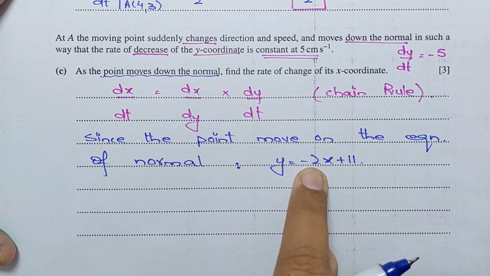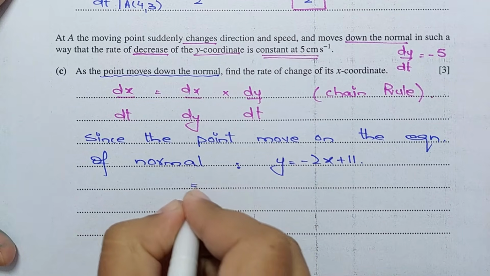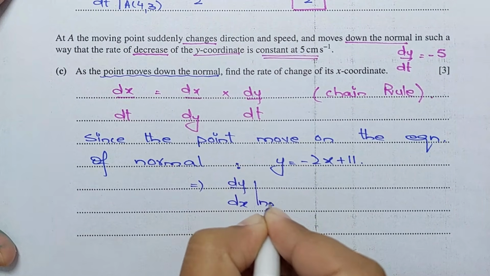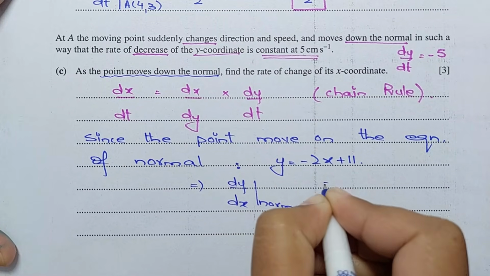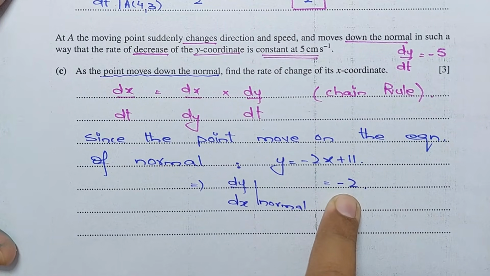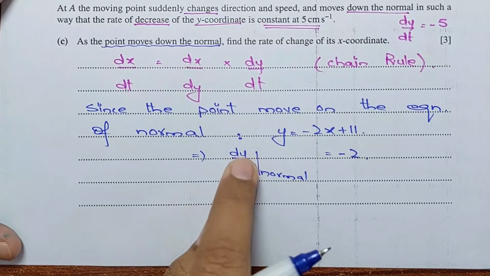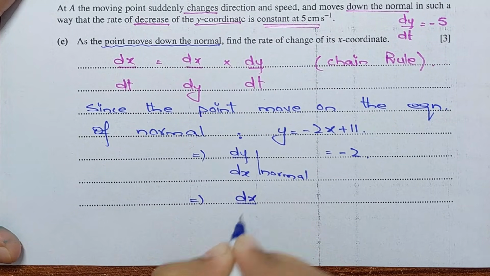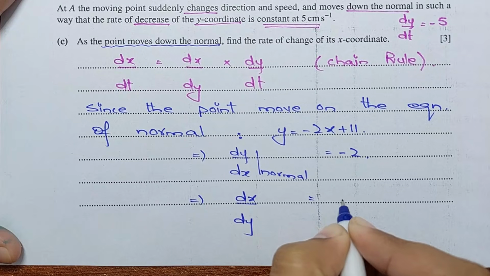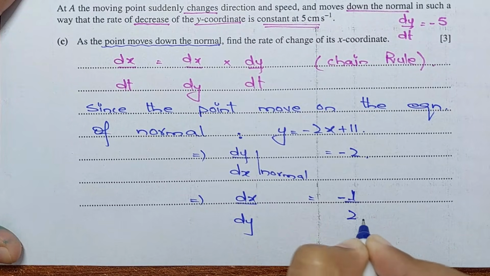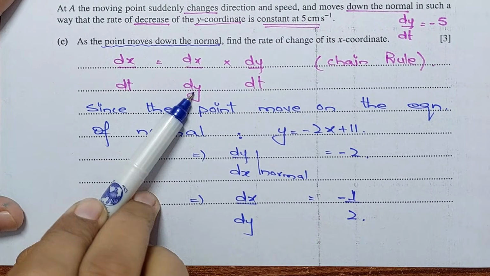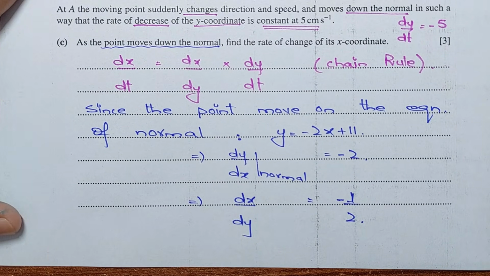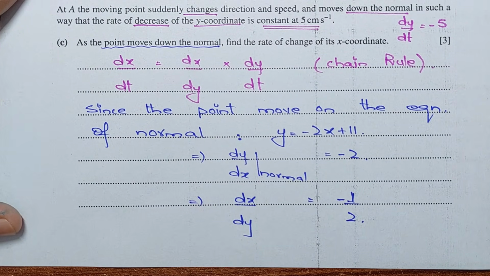So what is the gradient of normal? We need to figure out what is dy over dx of normal, which is negative 2. So we have to use this information, right? So here dx over dy. What is dx over dy for the normal? It is negative 1 by 2, the reciprocal, right? So just substitute over here. This value is given, which is minus 5, and you will get the rate of change of its x coordinate.